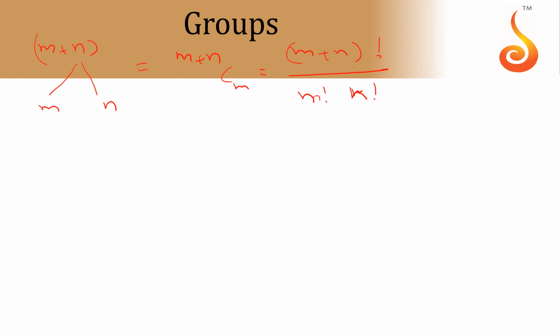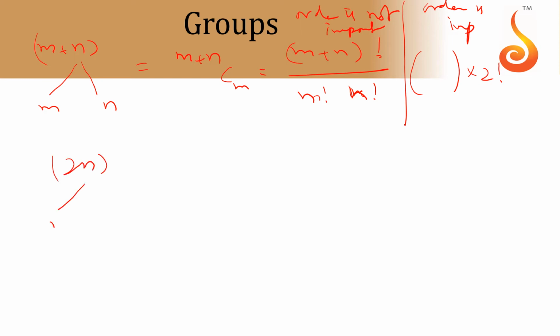So when order is not important, this will be the answer. When order is important, for this m plus n factorial by m factorial into n factorial, you have to multiply by 2 factorial because you have to account for order. You can extend it for 3 things or any number of things.